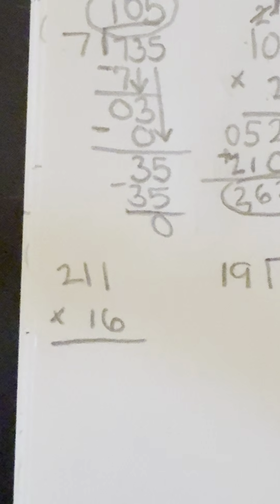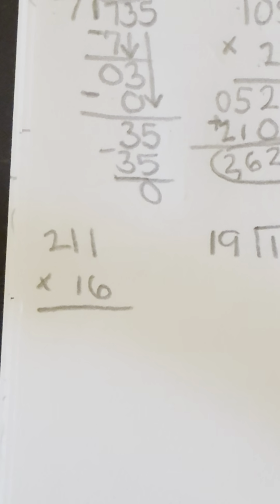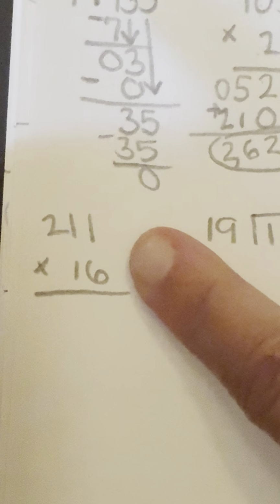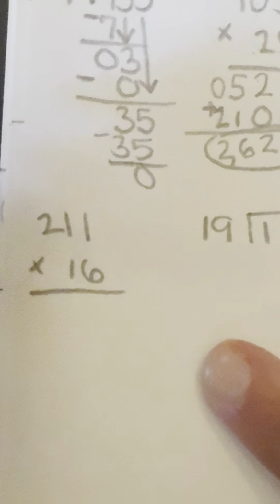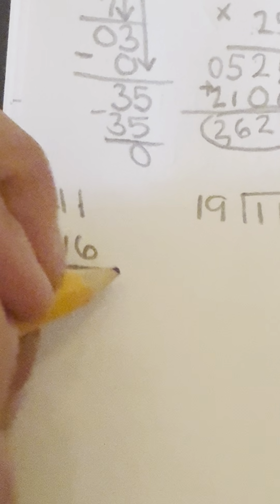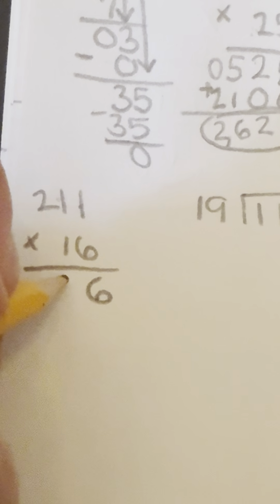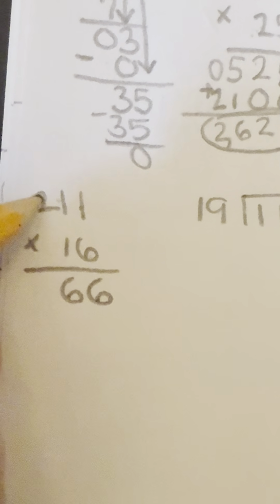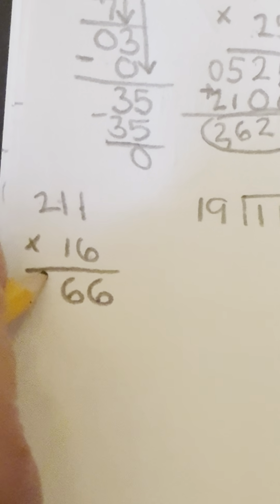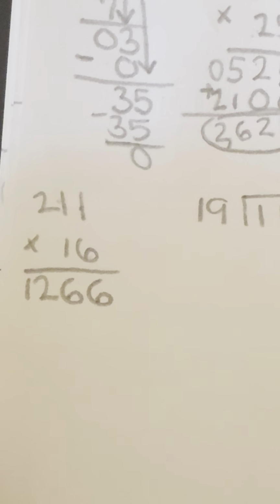Now we'll go ahead and do 2 more on this one, and then we'll do another video on the rest of them. So we've got 211 times 16. Again, 6 times 1 is 6. 6 times 1 again, 6 again. And then 6 times 2 is 12. Since it's the last number, we write both of the digits right there.